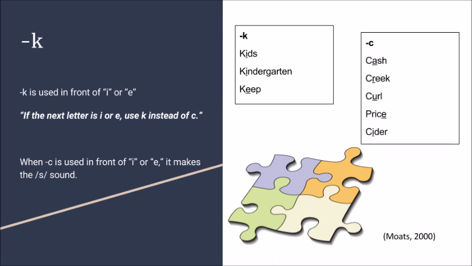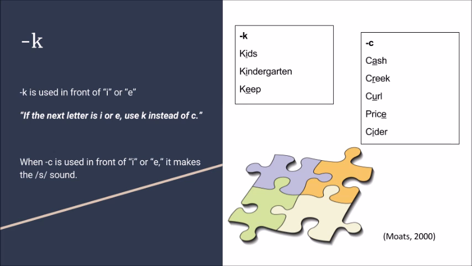The k spelling is used in front of I or E. So here's a trick to help students remember this rule. If the next letter is I or E, use K instead of C. We use K for the k sound in front of I or E because if we use C, it makes the s sound. Here are some examples.